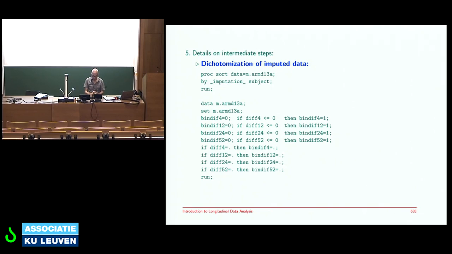So, here are a few details on the intermediate steps. I don't intend to go over that in detail, but just a few things. Here we prepare the data set for analysis, and we actually do the imputation on differences, which is continuous, but only then are they dichotomized. So we could have done the imputation on the dichotomous data, but the advantage of doing it on the continuous data is that you can use all the information available and not just a coarse, rough summary indeed. All right.